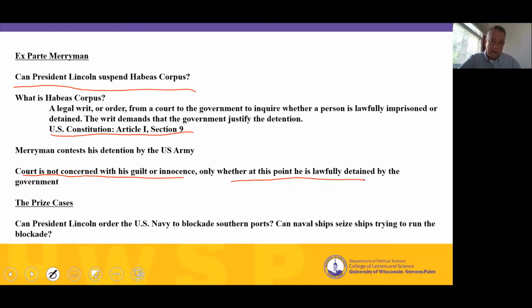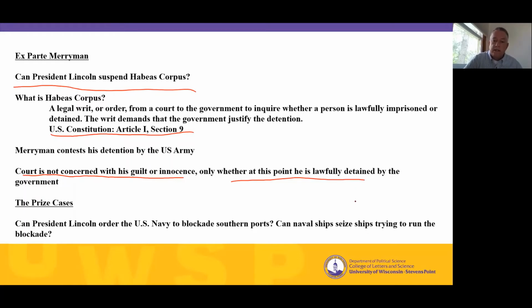Okay, then we've got the prize cases. Can President Lincoln order the U.S. Navy to blockade southern ports? And can naval ships seize other ships trying to run the blockade? The Constitution is absolutely silent on whether the president can order the Navy to blockade southern ports that are part of the United States or states in rebellion. So the Constitution is silent about that. And it's also the seizure of property by the national government as well. The Constitution, well, under the Fifth Amendment, does point us in a certain direction.